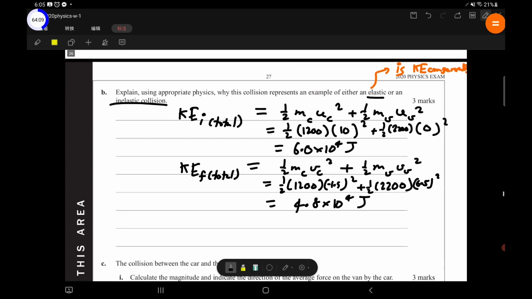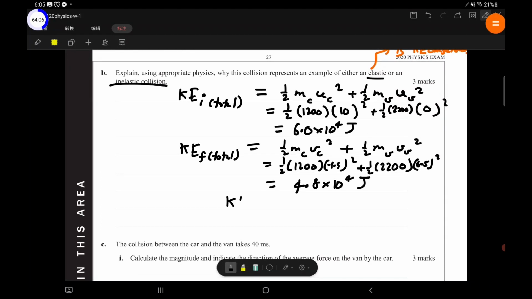Alright, so judging from our answer, since the initial kinetic energy is not the same as the final kinetic energy, we can say that some energy has been lost throughout the collision. And so therefore, this is an inelastic collision.